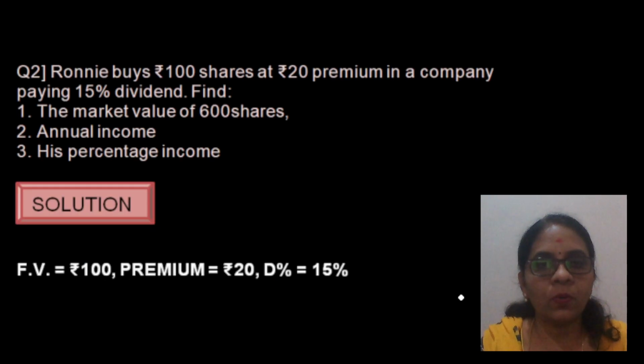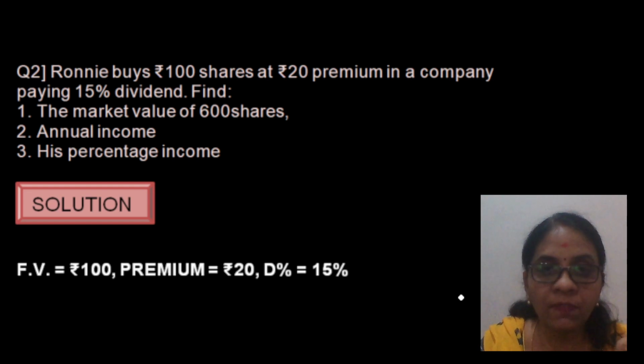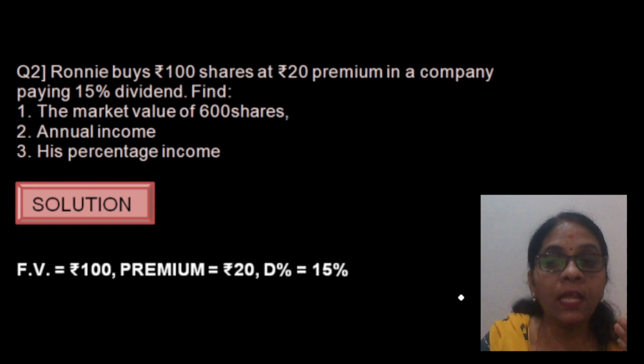In this question it is given that Ronnie buys rupees 100 shares at rupees 20 premium. Remember children, in the previous question I told you, not always the market value will be directly given. In this question it showed up. Ronnie buys rupees 100 shares at rupees 20 premium. Now what does a rupees 20 premium mean? It means that the market value is 20 more than the face value.